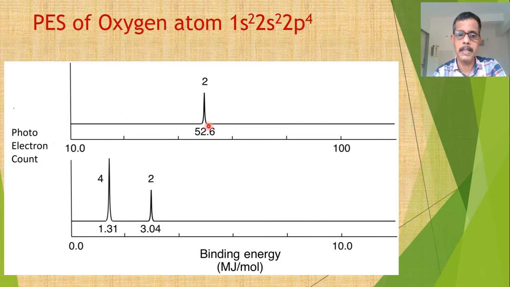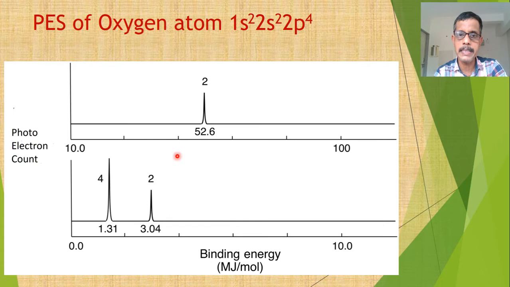So you can see the lowest energy peak is at 1.31 megajoules per mole. Next lowest energy is at 3.04 megajoules per mole, and the highest energy peak is 52.6 megajoules per mole. And this peak contains 2 electrons. So highest energy means it is the innermost shell. You know that the innermost shell is the 1s subshell. So the 1s subshell has got 2 electrons. That's what you can understand from the height.